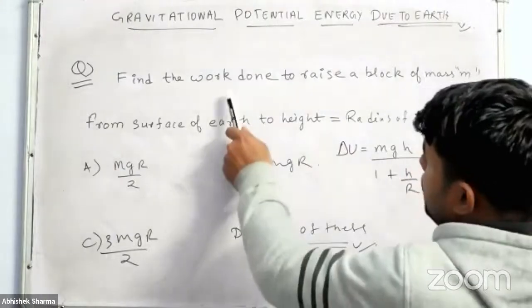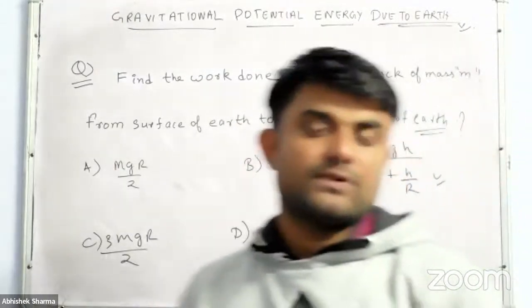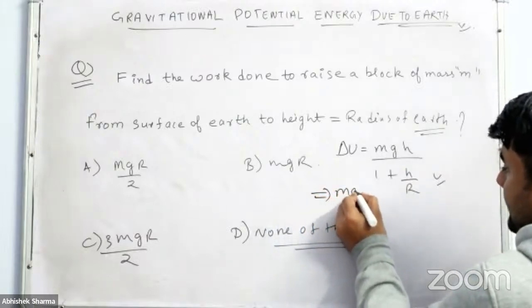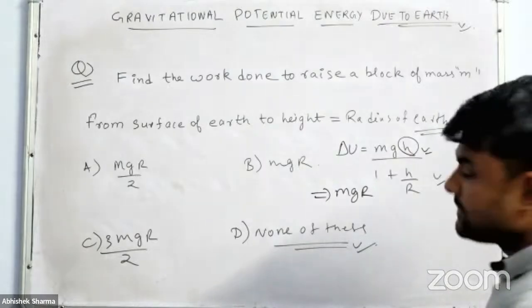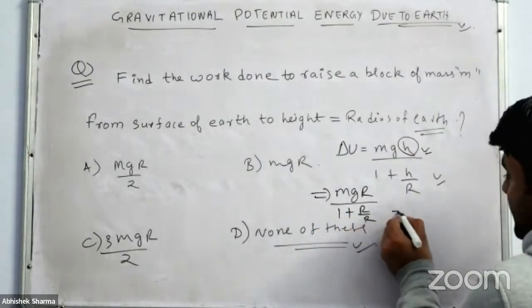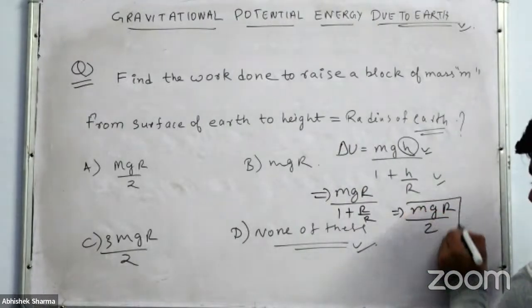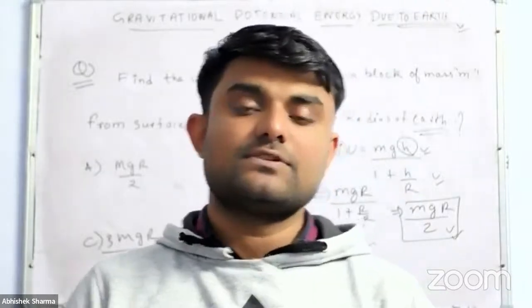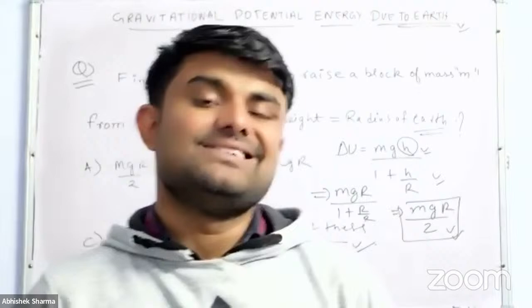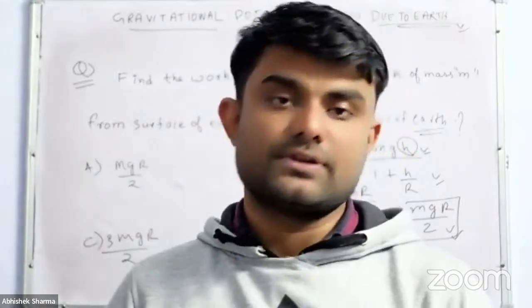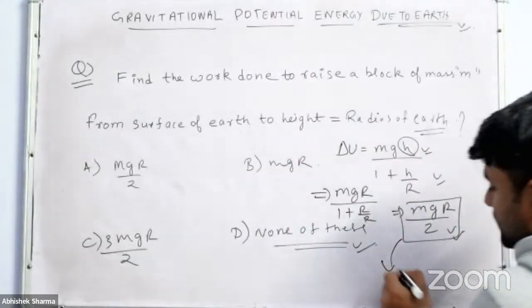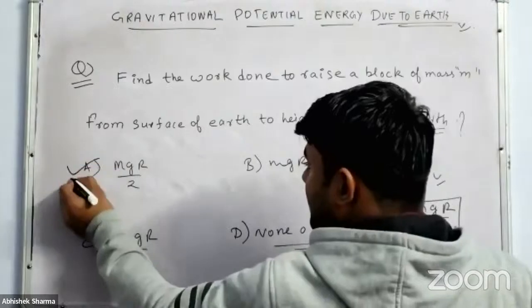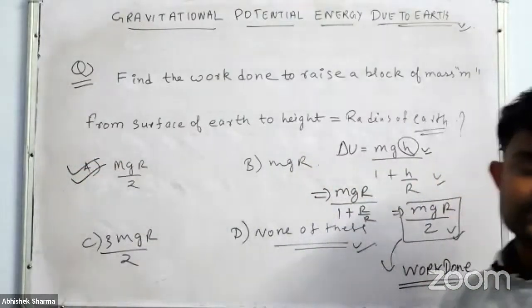So now it's saying the work done to raise a block of mass m from the surface of Earth to a height which is equal to the radius of the Earth. Just apply it. Height is equal to the radius of the Earth. So whatever is the change in the potential energy which just came out here, that is equal to mgr by 2. This is in turn equal to the external work done. So we'll say this contributes to the work done. This is the required answer. Please note it down.